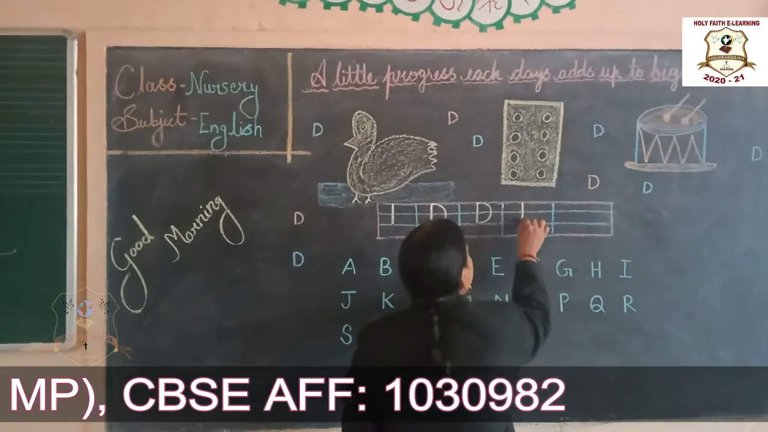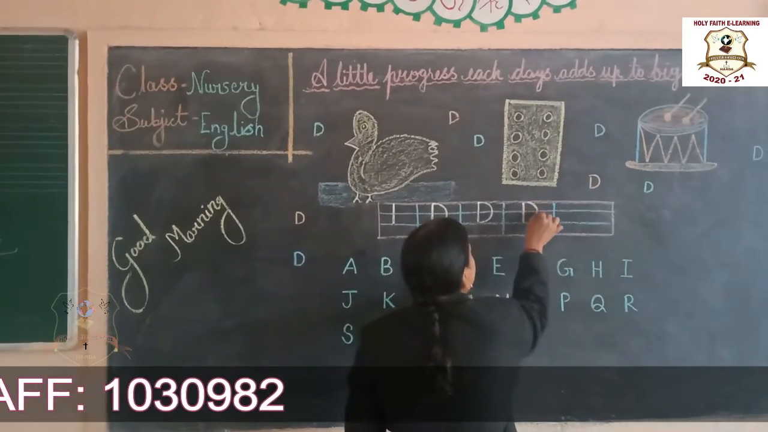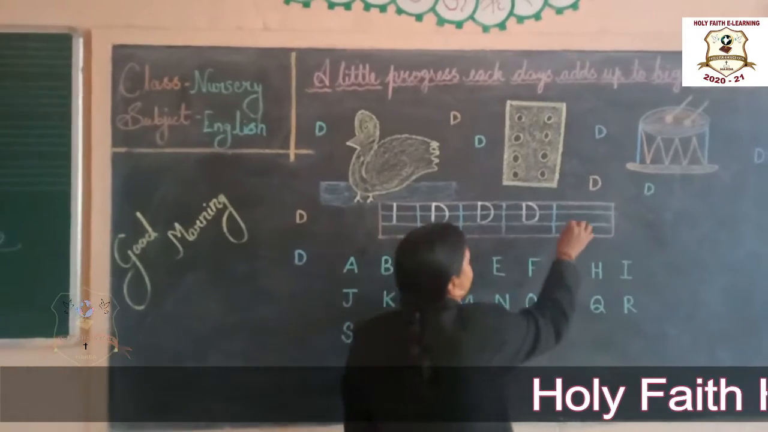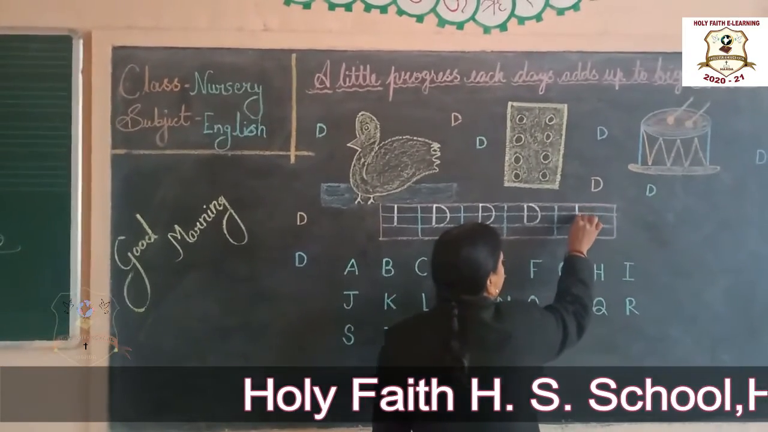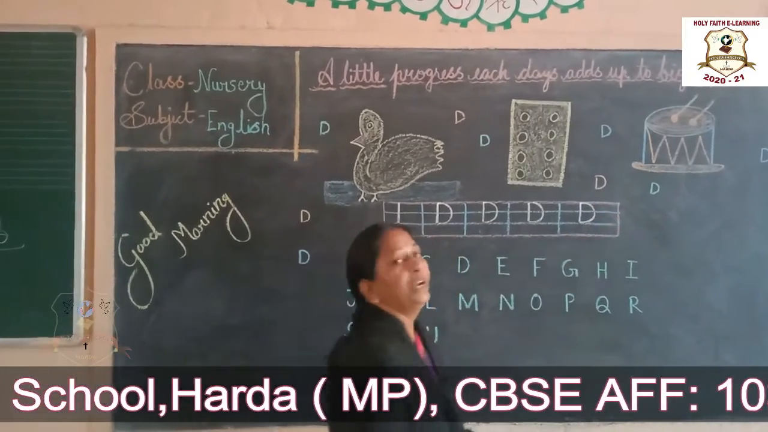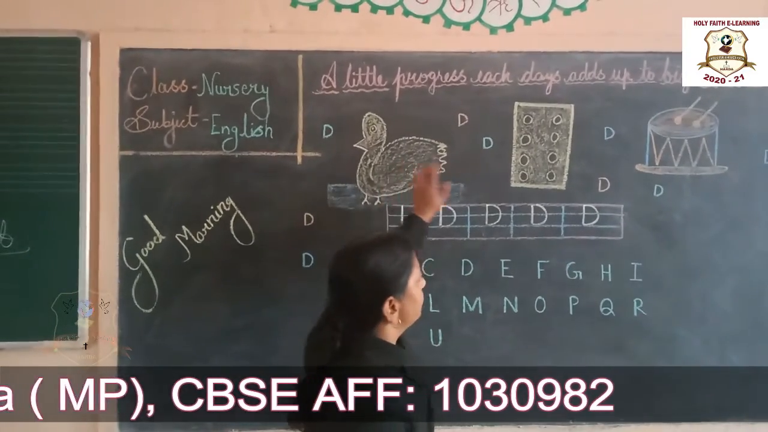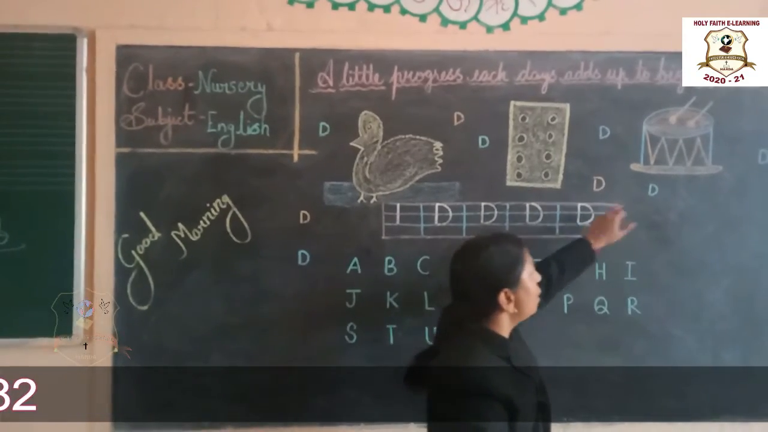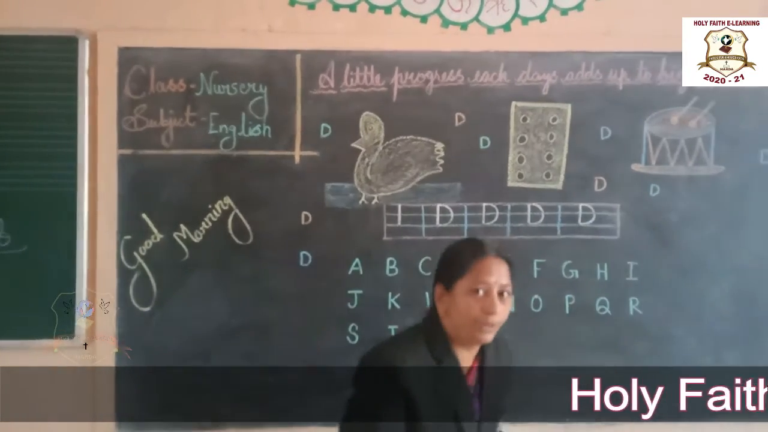D for doll. See how we made it. We made a standing line and one right curve. Look here. See once again. Standing line and one right curve. D for duck. D for dice. D for drum.